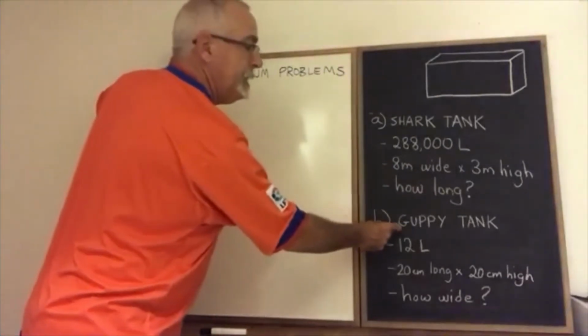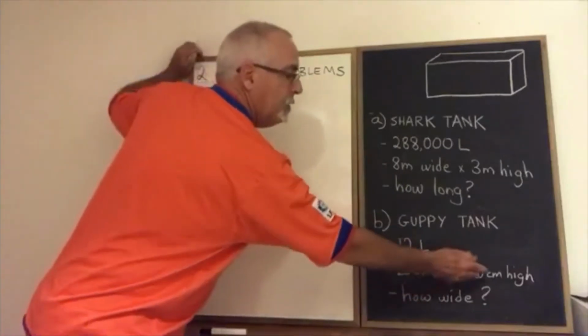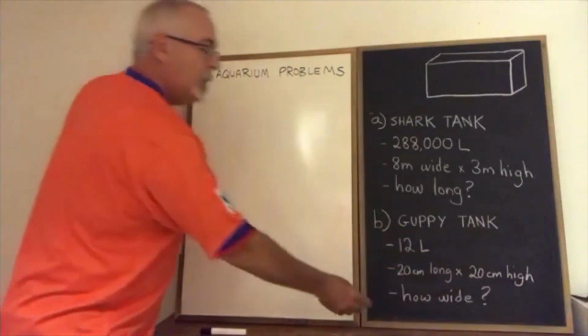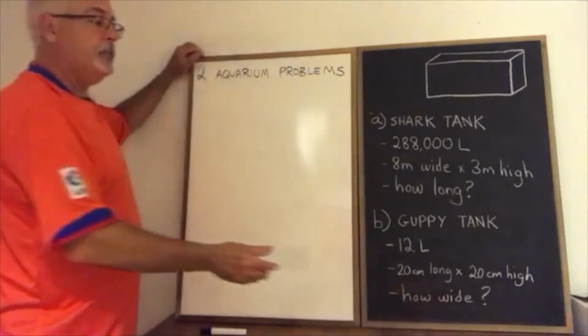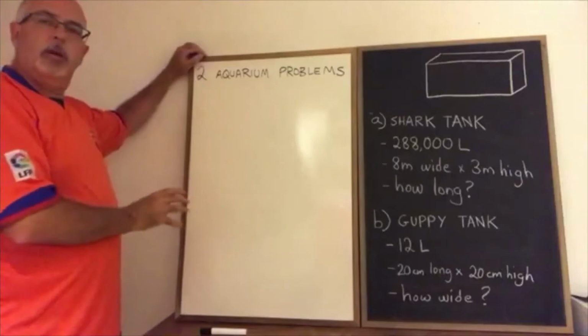We also have the Guppy Tank, which holds 12 liters. It's 20 centimeters long by 20 centimeters high. This time we're being asked for the width. Why would I have to make a video about these small, straightforward problems?